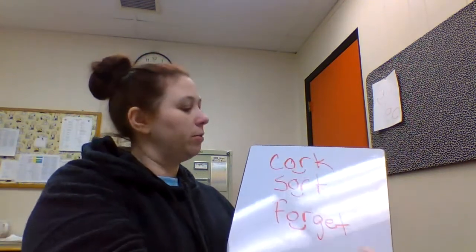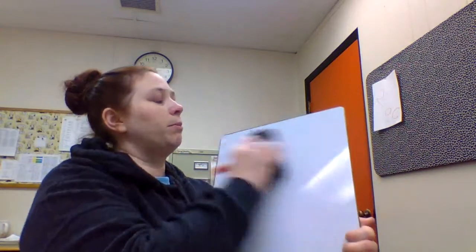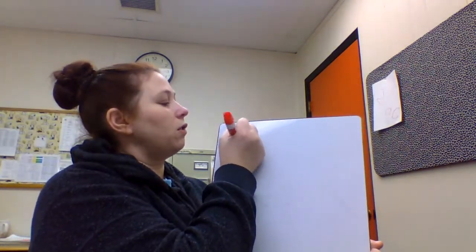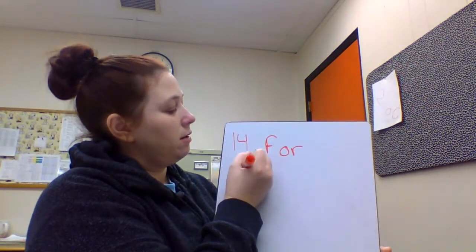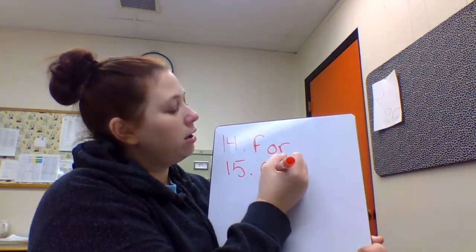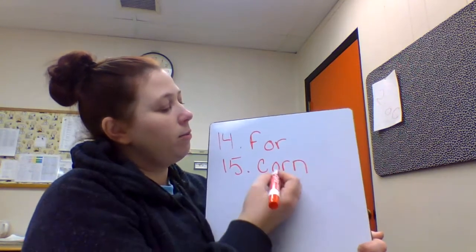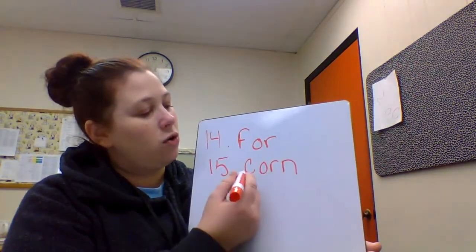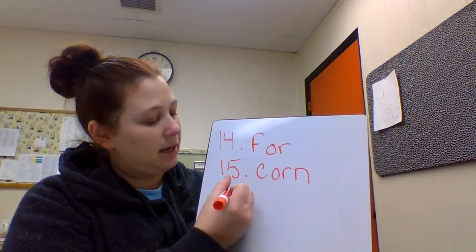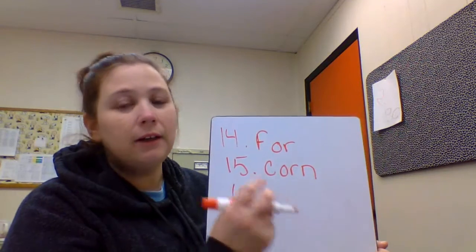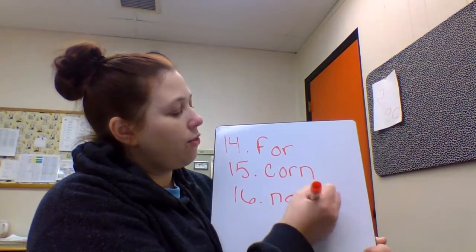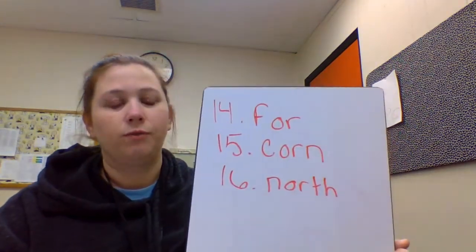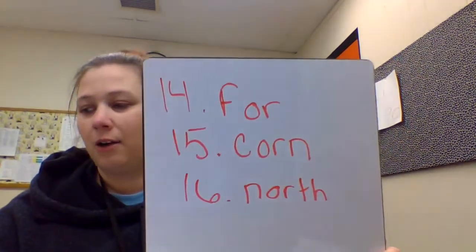Let's practice spelling a little bit with our OR. Again, if you want to pause after I say the word and practice spelling on your own, that's awesome. Number 14 is for. So we have f and then the or. Number 15 is corn. Remember our CK spelling with C and K. We have an O, so we know that C is the first letter and not a K. On number 16, it's north. N, or, th. Digraph TH.